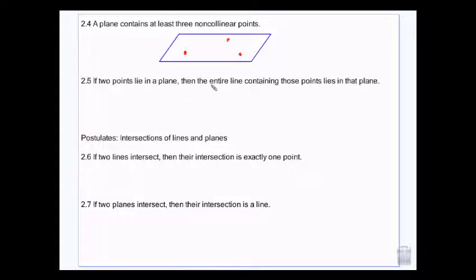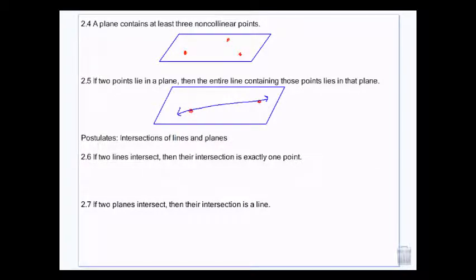If 2 points lie in a plane, then the line containing those points is in the plane. So if I have a plane, and I have 2 points in the plane, so again, there's a piece of paper, I drew 2 dots on it. If I connect those 2 dots with a line, it's also on the piece of paper. So it's also on the plane.